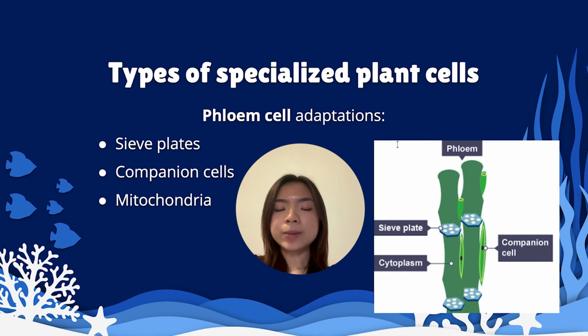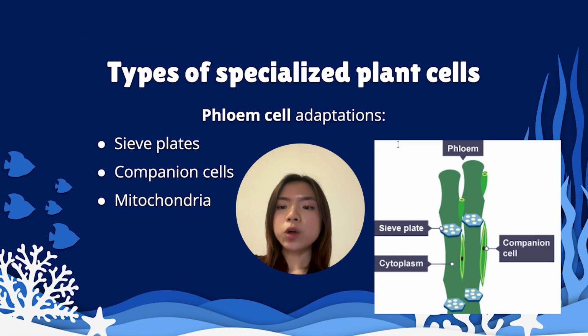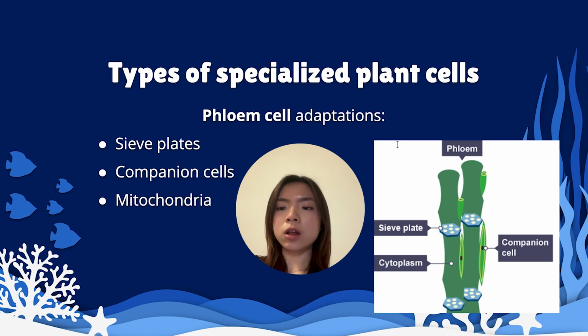So what are the adaptations for the phloem cells? So the cell walls between the cells break down to form sieve plates, and these allow dissolved food to move freely up and down the tubes where it's needed. Phloem cells lose lots of their internal structure, but are supported by companion cells, which we can see on the sides. And these companion cells help to keep the cells alive.